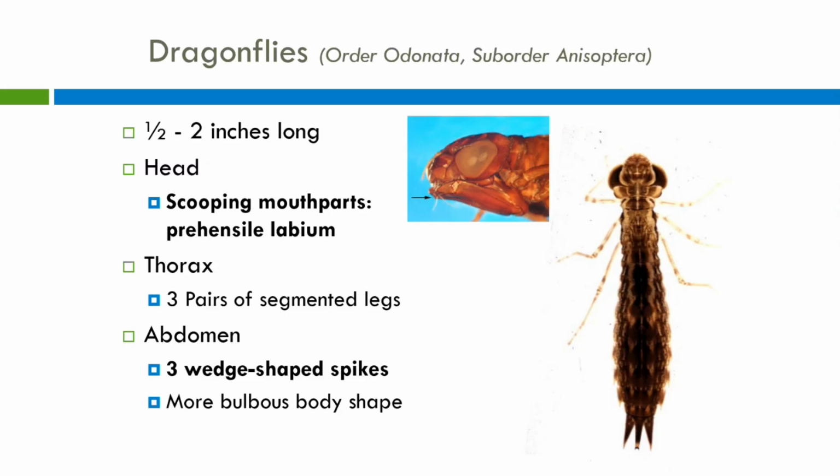With the dragonfly, it's a little bit more bulbous at the end of the abdomen, and we've got 3 pointy bits, 3 spikes at the end of the body. Sometimes, again, these are more conspicuous than other times. Here we can see those 3 spikes very well. This is a side view of the head of a dragonfly, and you can see that lower labium resting against the bottom of the head as well.